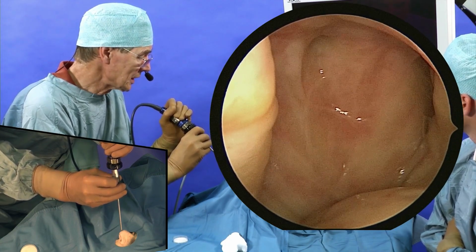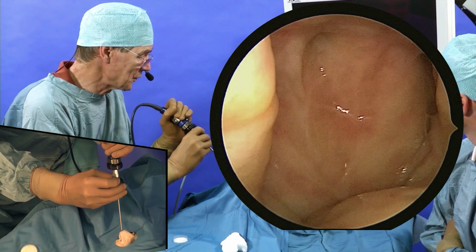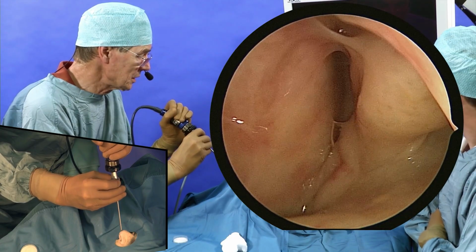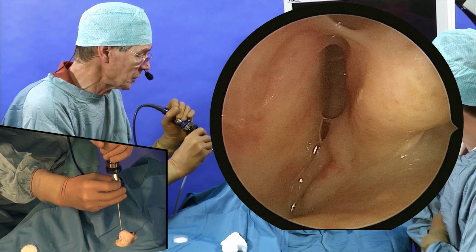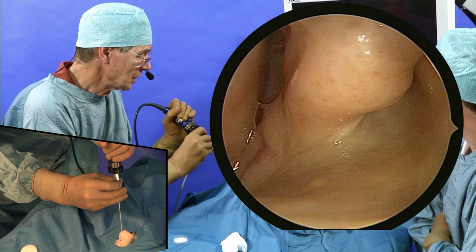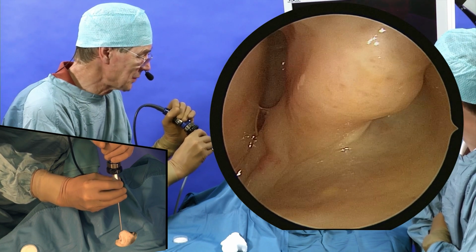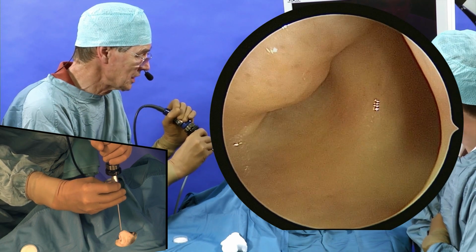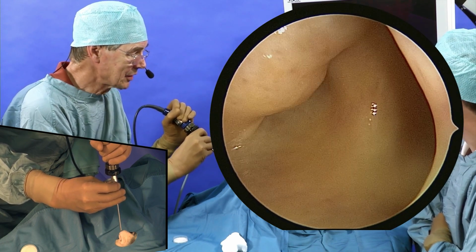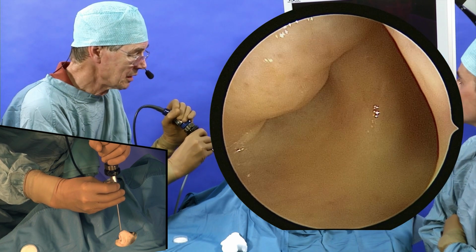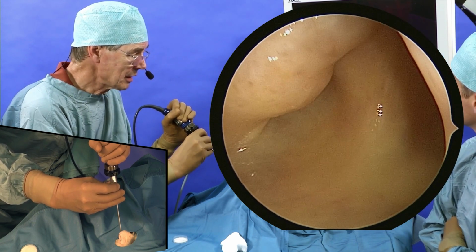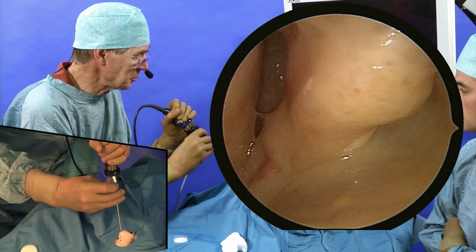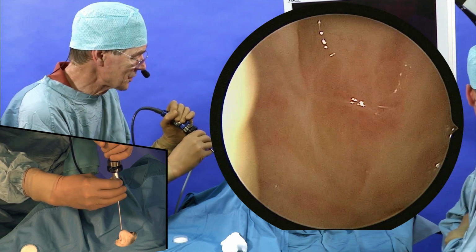I do not move the telescope. This is 15 degrees, and I can go in intervals over 20, 25. You look into Rosenmüller's fossa, into the Eustachian tube of the patient's other side. I'm at about 45 degrees, 70 degrees, and now I'm at 90 degrees. And you can see from the shadow that is cast by the vomer that you can almost look into the choana on that patient's other side. Again, back to 15 degrees.